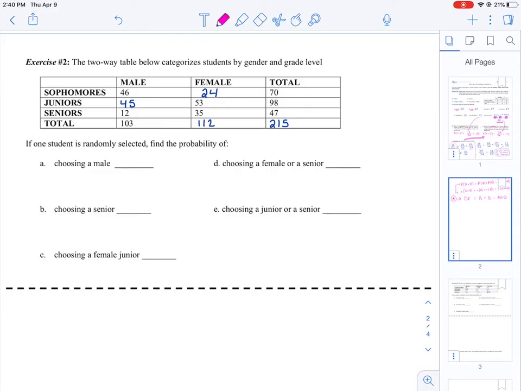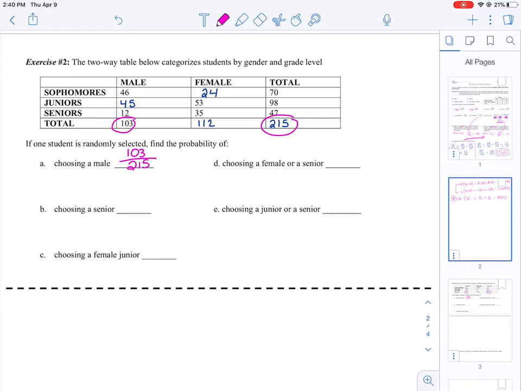Okay, let's take a look at some of these questions. So if one student is randomly selected, find the probability of choosing a male. So in my table, I'm going to look at males. There are 103 males total. But I want to find the probability of that, so I'm going to divide by my grand total of 215.